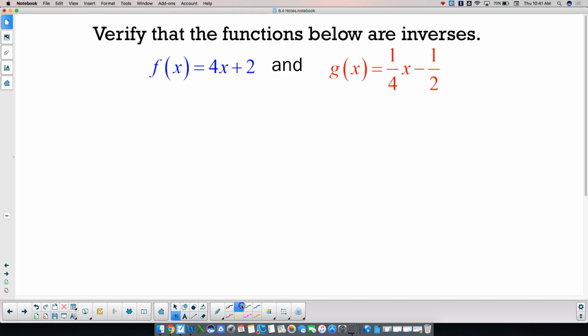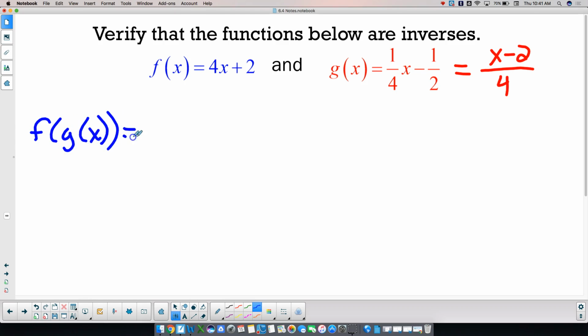I'm going to tweak this one here, because this really is x minus 2 all over 4. Okay? Which then becomes our very first example today. Which is why I want to do it this way. So the first thing that I have to do in order to verify or to prove that these are inverses is I have to find that f of x, that is not correct. I want to say that f of g of x is equal to x. That's the first thing that I want to say.